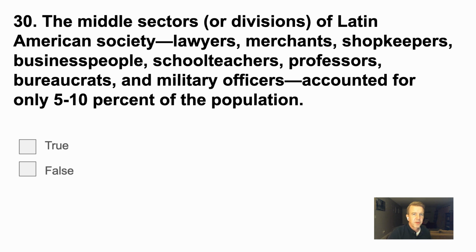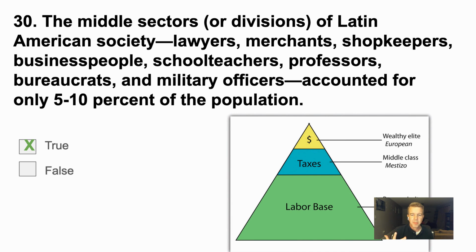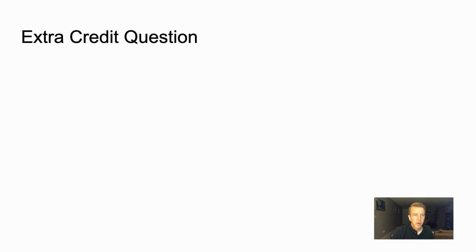Okay, number 30 here, the middle sectors or divisions of Latin America, society, lawyers, merchants, shopkeepers, business people, school teachers, professors, bureaucrats, and military officials accounted for only 5 to 10% of the population. That is true. Okay, so we think middle class, but middle class in terms of population is less than 10%. So still, again, the vast majority of the population is poor, people who are by this time period mostly mixed race peoples.